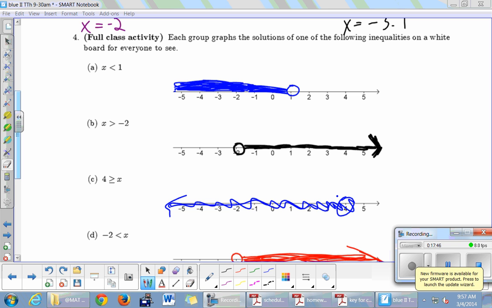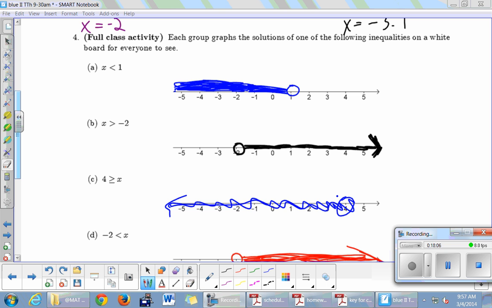Okay, all right. The next one is part B. That symbol right there, is it a less than or a greater than? That's a greater than symbol, so definitely going to shade in the numbers bigger than -2. So start at -2 and then shade all the way to the right. Why is this an empty circle? There's no equal added to that sign.